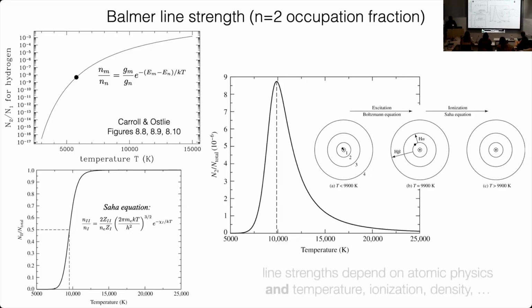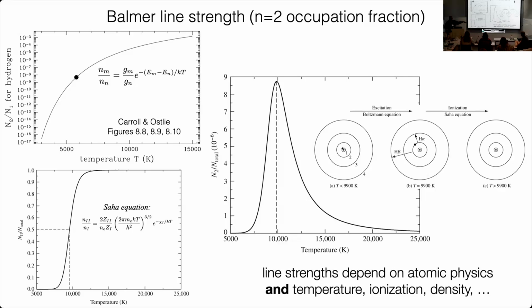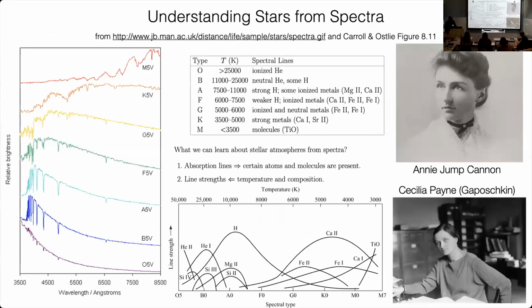Okay, and if you remember, line strengths don't only depend on the atomic physics of these lines, but also temperature and ionization. Ionization is somewhat controlled by the electron density, et cetera. So all these things can play a role in which lines you see. Okay. And of course, this was very important in the history of astronomy and the study of stellar spectra. So you remember Annie Jump Cannon, someone who is revered in these halls. She put together the stellar spectral classification, which was classified by the strength of Balmer lines.